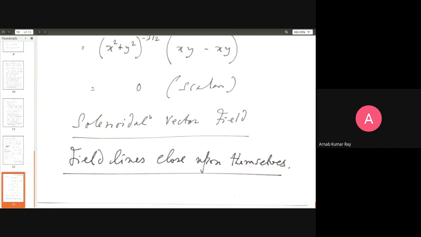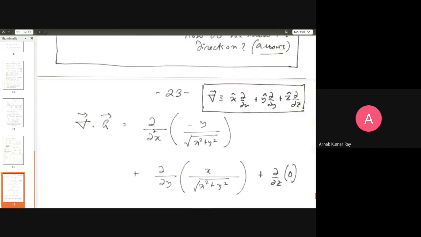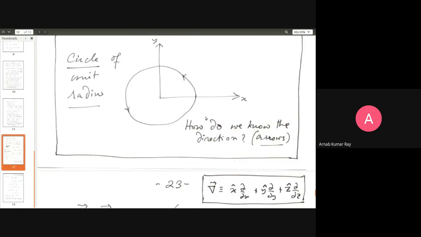That is the feature of a solenoidal vector field. The field lines close upon themselves. So closed loop field lines will give you 0 divergence.